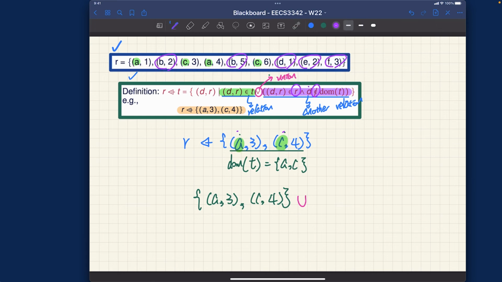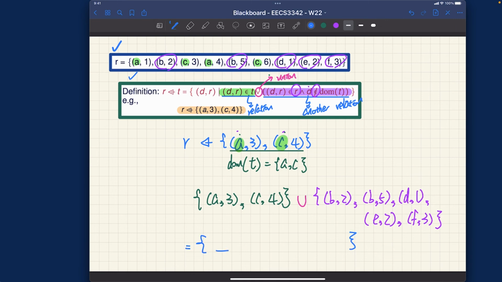All right, let's now write it down. It's going to be B2 and also B5 and also D1, right? I'm running out of space. I'm putting it here. E2 and also F3. Right? That's a union. And of course, I'm pretty sure you know how to put them together, right? Union them and put them into this particular set. And you will see the complete answer on the slides, right? I think that's good enough over here.